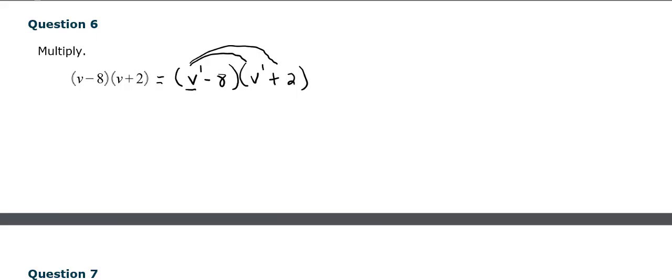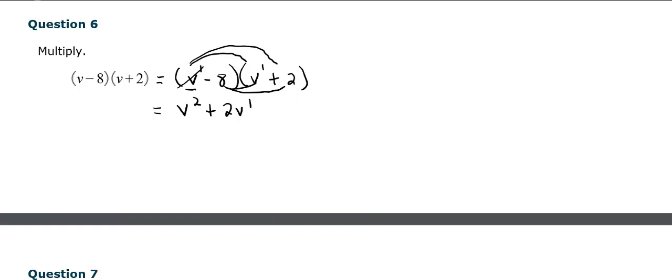So v to the first times v to the first is v to the second. Remember, we're adding the exponents. And v to the first times 2 is 2v to the first. So we multiplied the first term times both. Now we're going to take the second term, negative 8, and multiply it times both.